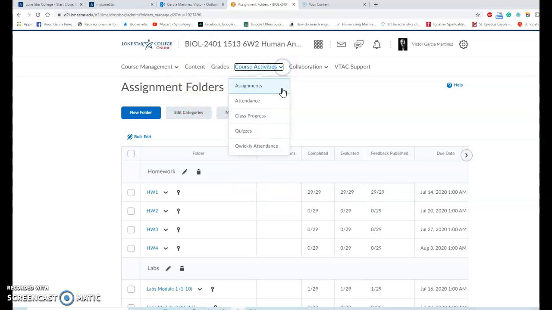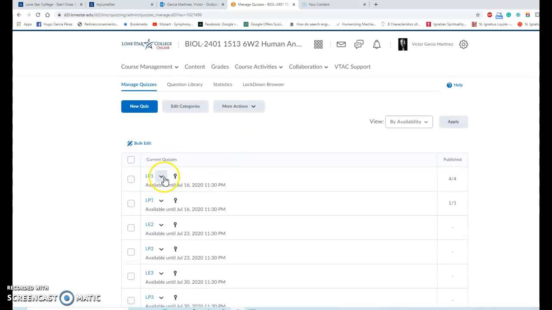Here in course activities, if you pick quizzes, you're gonna get the lecture exam number one and the lab practical number one. These two are for this week until July the 16th at night.